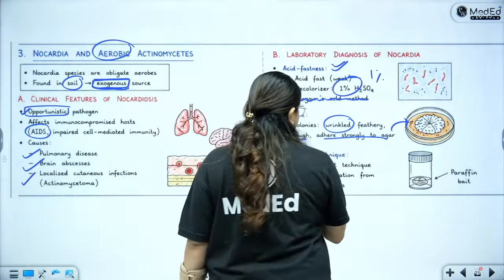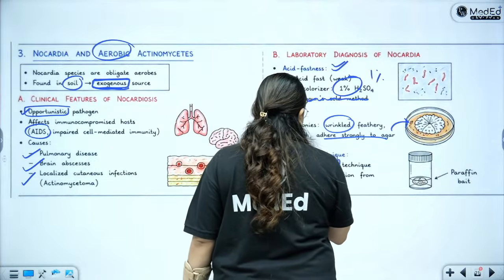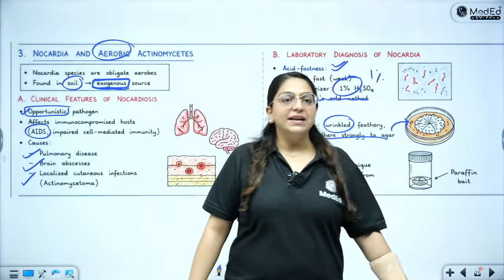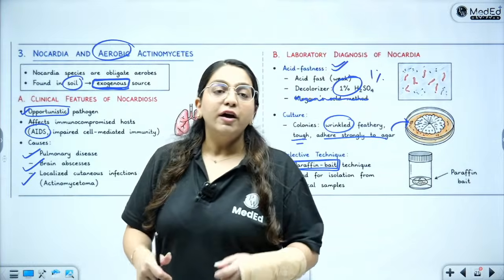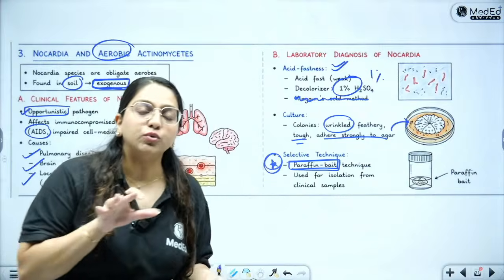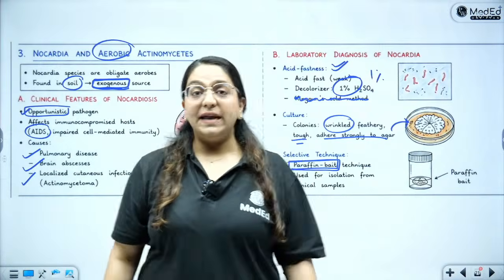The selective technique which is used is the paraffin bait technique. So you will take some paraffin, you will put the clinical samples, and you will see that, like a fish drawn to the worms, this Nocardia comes running to the paraffin. That is the paraffin bait technique, right?